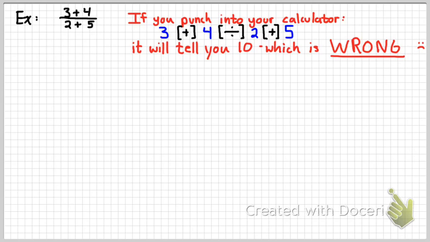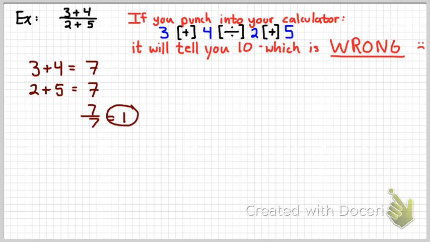Let's kind of see how you should do this using the correct order of operations and working step by step. If you add 3 plus 4, you would get 7. You would do that addition first because the fraction bar is a grouping symbol. Do the bottom one. 2 plus 5 is also 7. And so now your problem becomes 7 over 7, which is equal to 1. You can see that the calculator, if all you did was punch in exactly like you read it, gives you the wrong answer because you're not using it correctly.